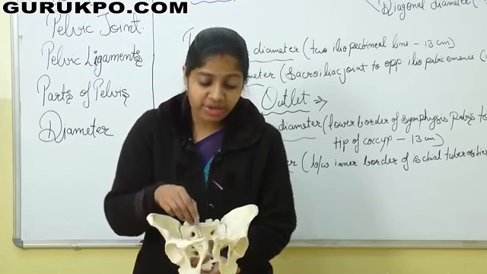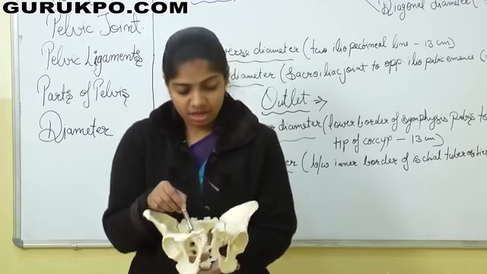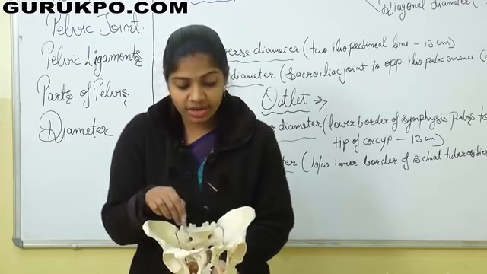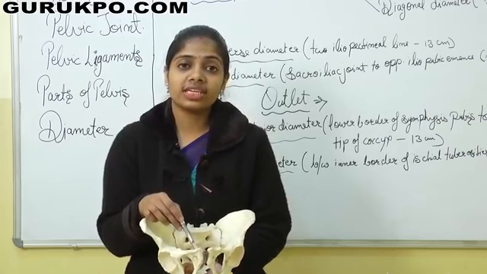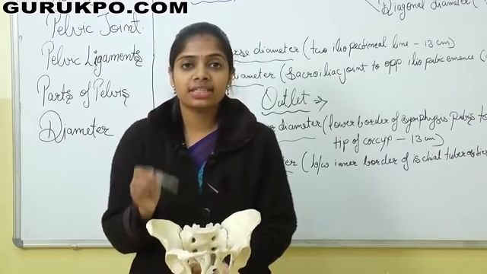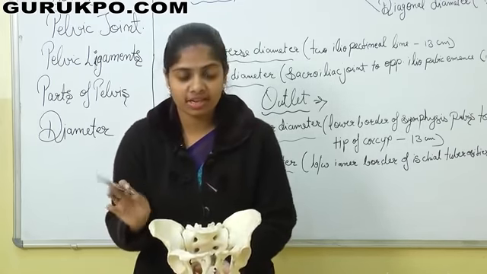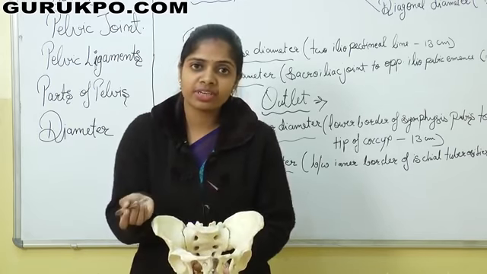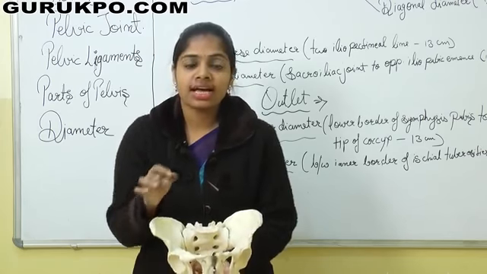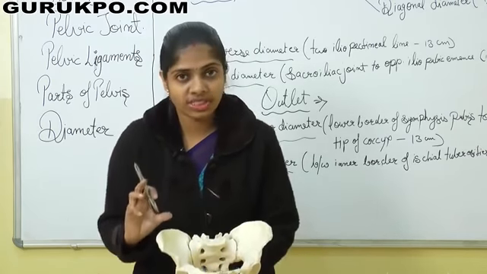Now coming to the diameter of the cavity. The cavity is equal on all sides, it is round. So the diameter of the cavity is 12 centimeter and the depth of the cavity is 4 centimeter.